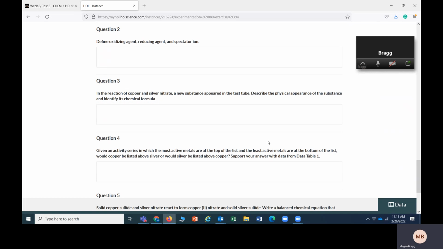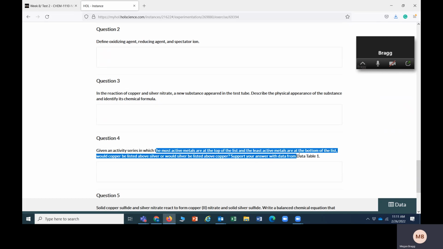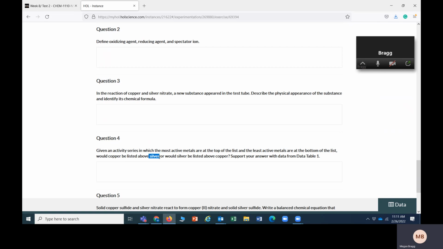And then here's a reminder about the activity series. You can go back to your notes about this, about most active, least active. So you basically did a reaction with copper and then silver nitrate, you did a reaction with these 2. And the whole idea is if the reaction happened, then it means copper goes on top. But if the reaction didn't happen, it means the silver goes on top.